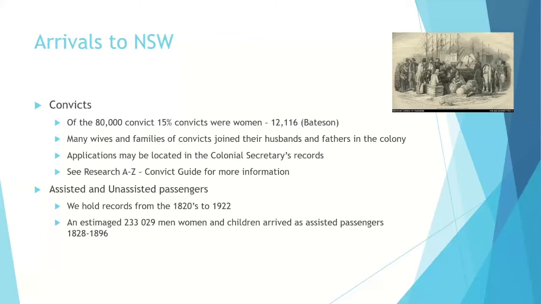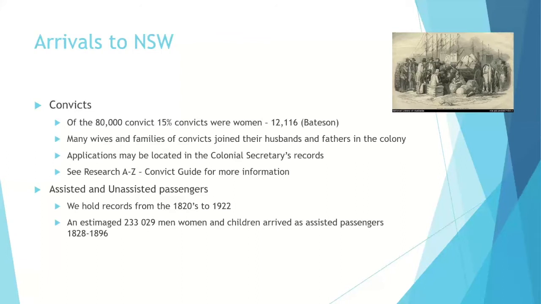There was a process that people could follow to make this happen, and it did take a little bit of time. And you can actually find some of those applications in the Colonial Secretary's records. So if you look in the Research A to Z and then at the Convict Guide, you'll see more information about the kinds of records that we hold, both relating to convicts, but then more specifically for those applications for wives and families to join their convict people out in New South Wales.